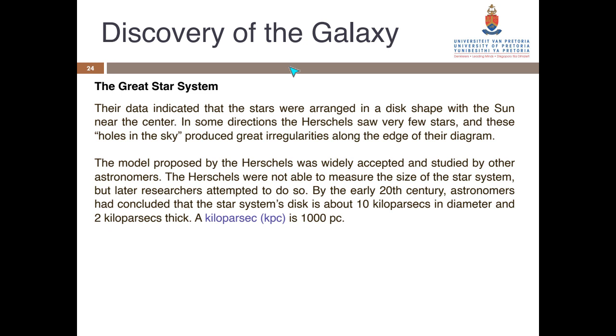The Herschels were not able to measure the size of the star system, but later researchers attempted to do so. By the 20th century, astronomers had concluded that the star system's disk is about 10 kiloparsecs in diameter and 2 kiloparsecs thick. Just to remind you, a kiloparsec is 1,000 parsecs.